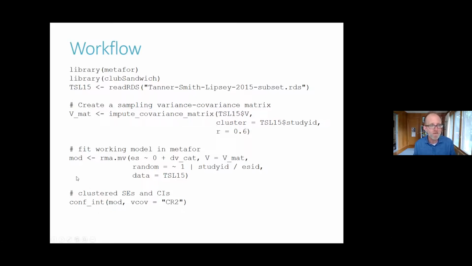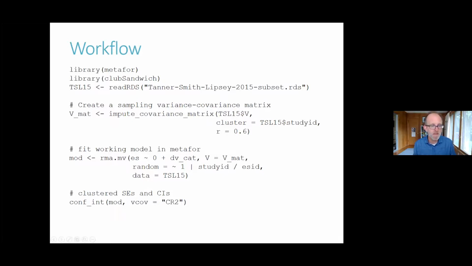Once you've got this variance covariance matrix, you can feed it into metafor using the v argument in the rma.mv function, and fit whatever model you're interested in fitting. If you store the result, here I'm storing it in mod, you can feed that fitted model into the clubSandwich functions to get robust variance estimates.